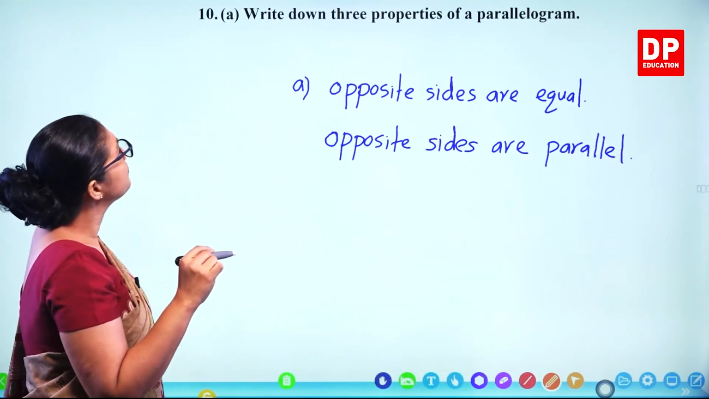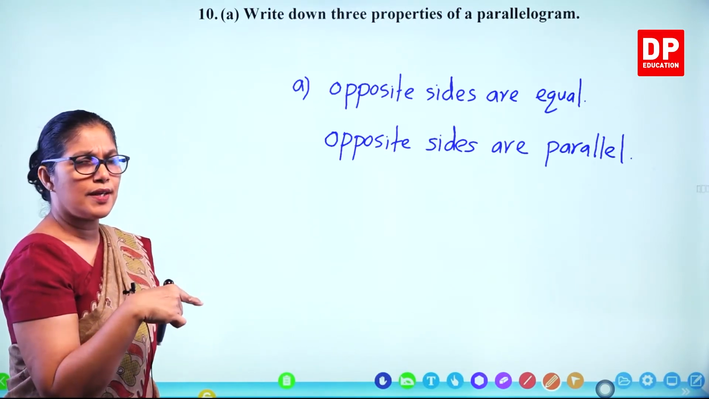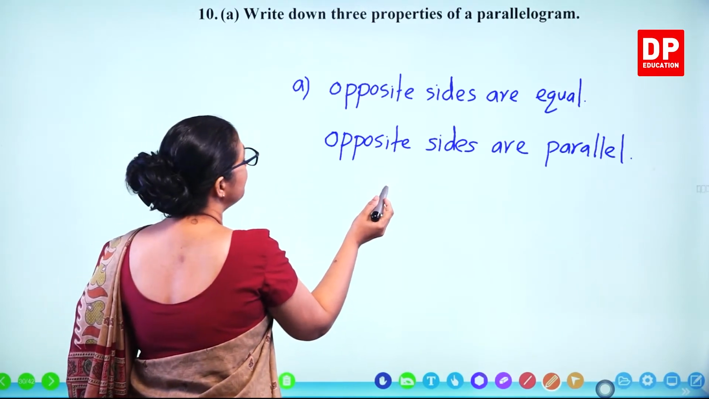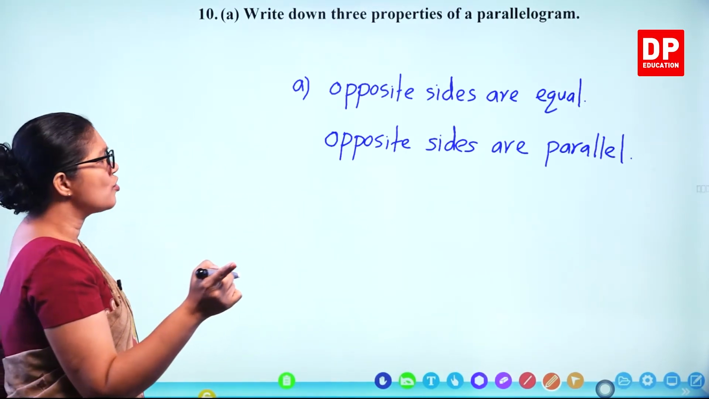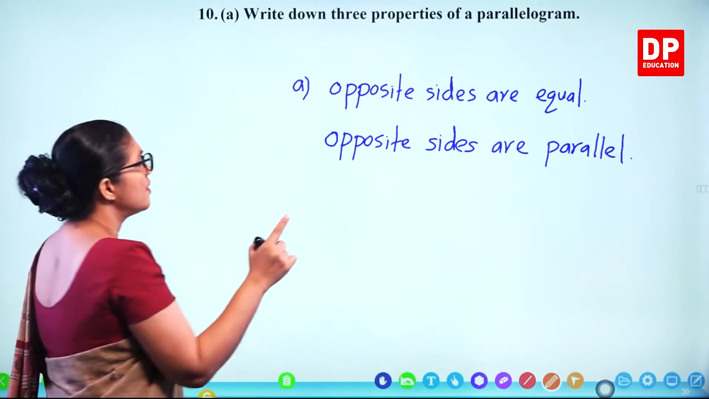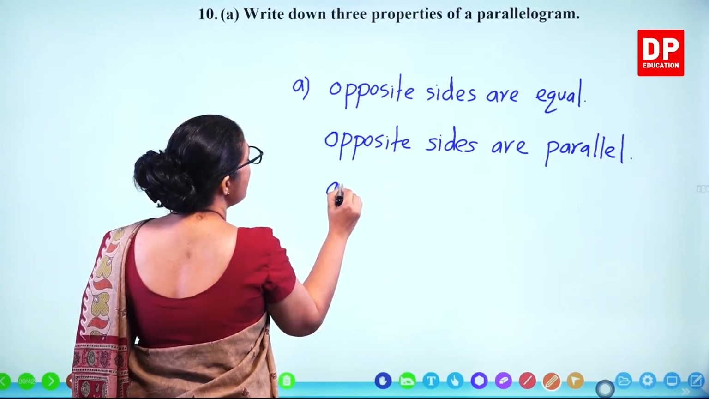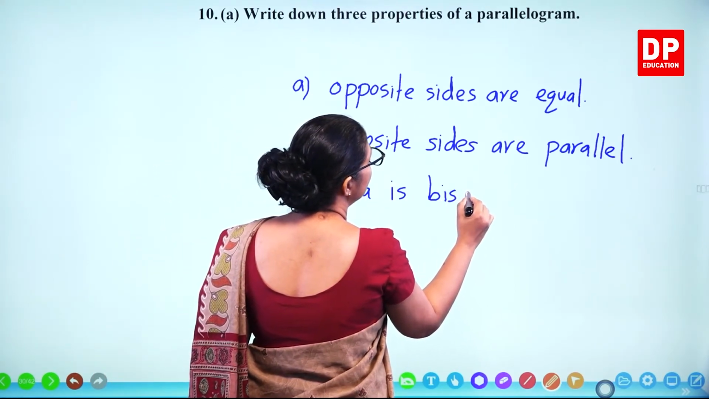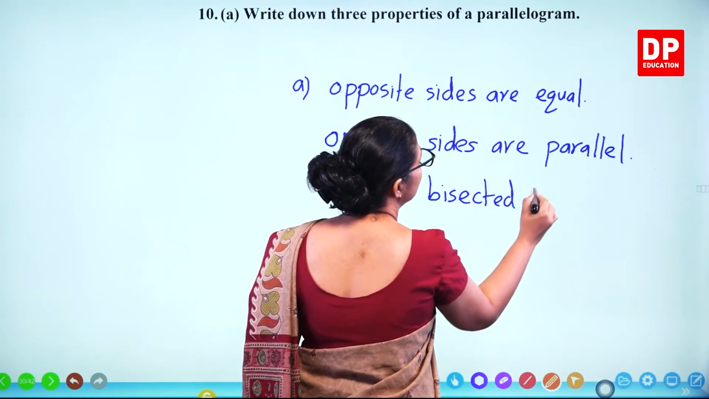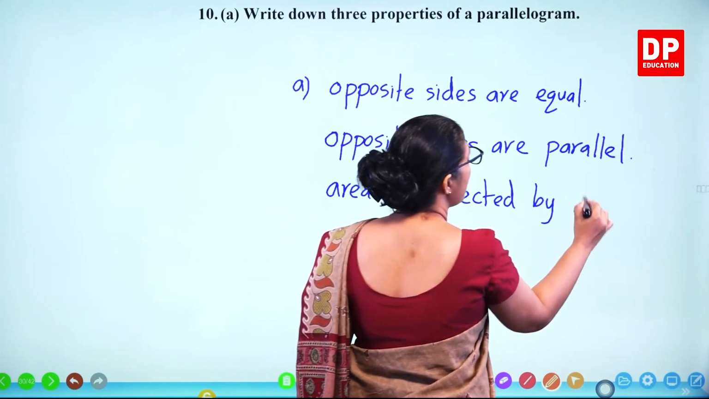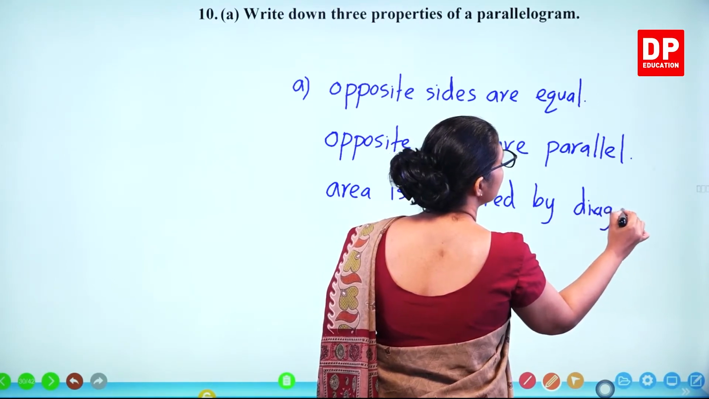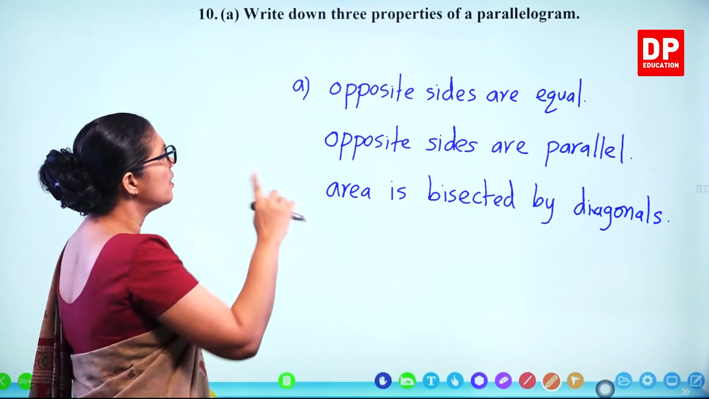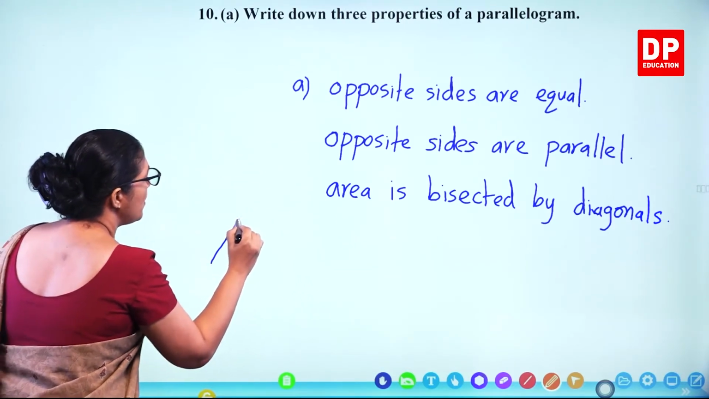Then what else? What can you say? The area is bisected by the diagonals. And opposite angles are equal. You can write so many properties.